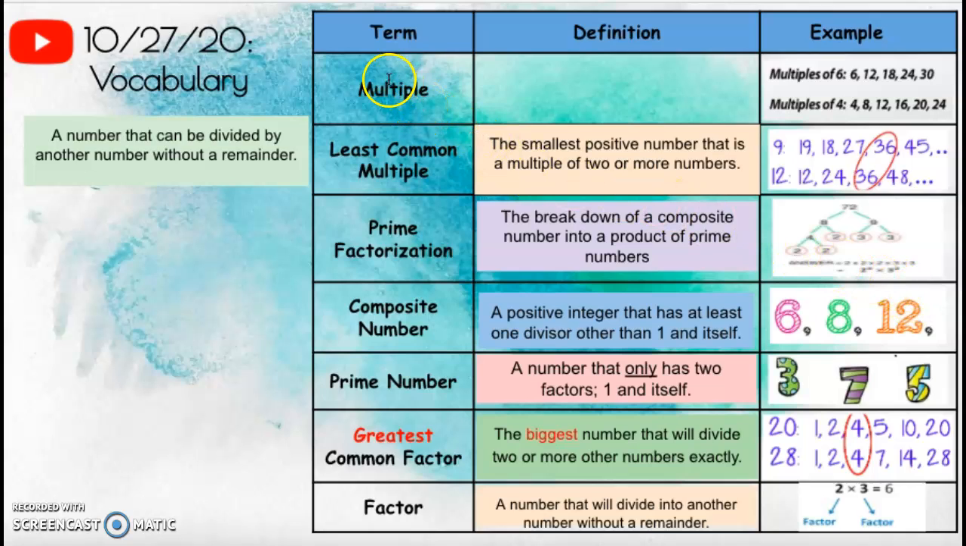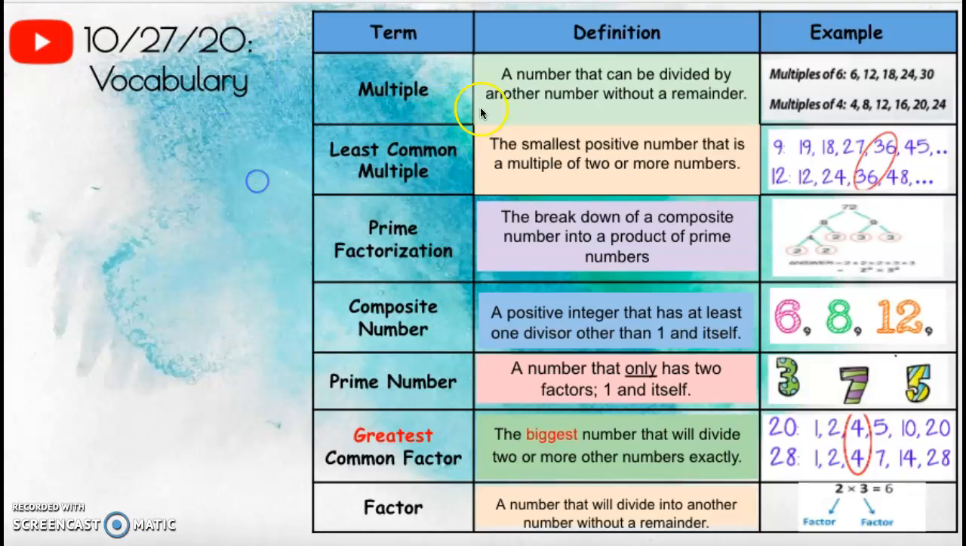All right, let's take a look at a multiple. Multiples of 6 are 6, 12, 18, 24, 30. Multiples of 4 are 4, 8, 12, 16, 20, 24, and so on and so on. So a multiple is a number that can be divided by another number without a remainder. So there's multiple multiples.